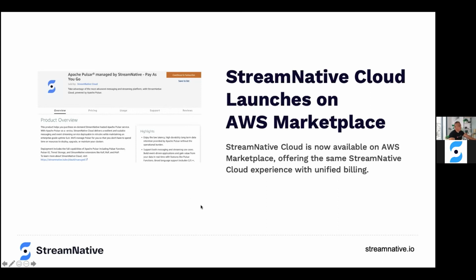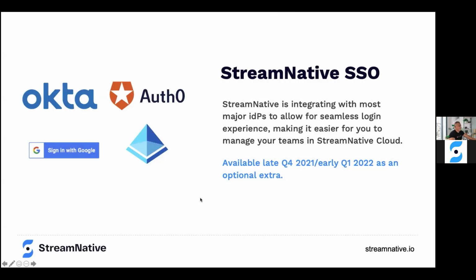So, one-click availability of that StreamNative Cloud platform. Everything you saw there, you can do directly inside AWS. We've also added support for single sign-on, integrated with most major identity providers to allow for a seamless login experience. So again, like you said, I showed you OAuth in this example. We're supporting Okta, single sign-in with Google, and then the Azure ID experience as well is all going to be available in late Q4 of this year, early Q1 of next year, as an extra feature.